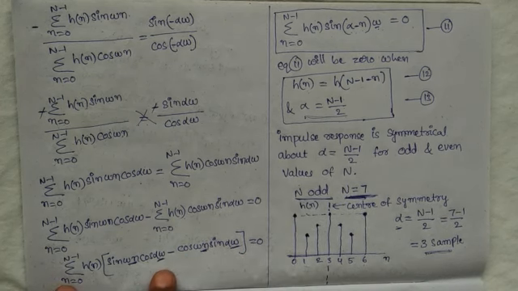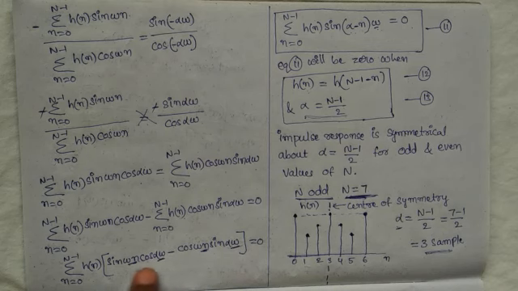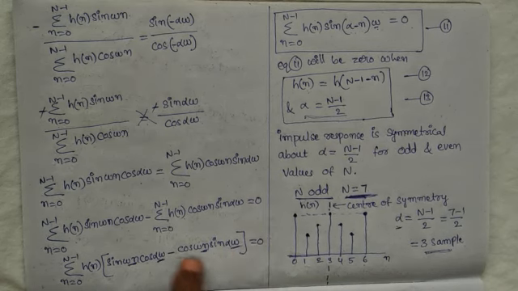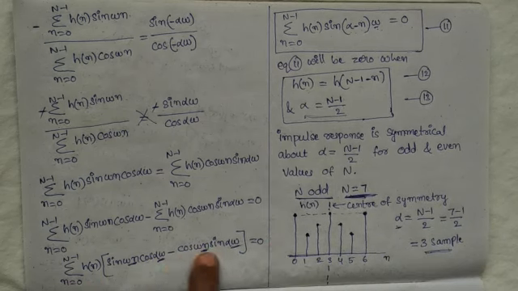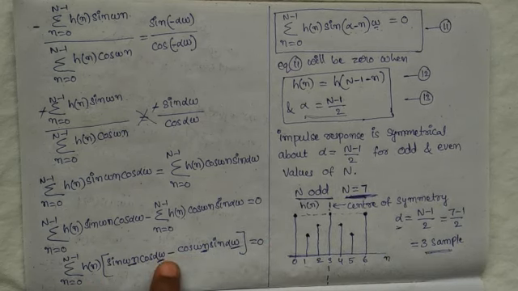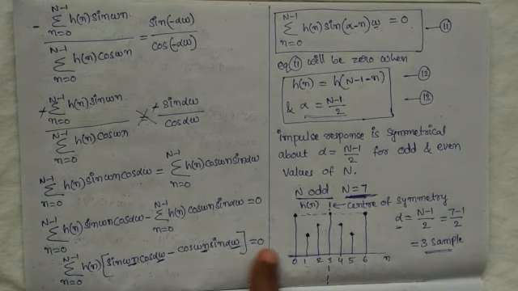It is here sin a cos b minus cos a sin b, which is sin of a minus b or sin of b minus a. It is because the summation is equal to 0. Here we are interchanging, sin of minus theta is minus sin theta. We are taking this minus sign to this side.